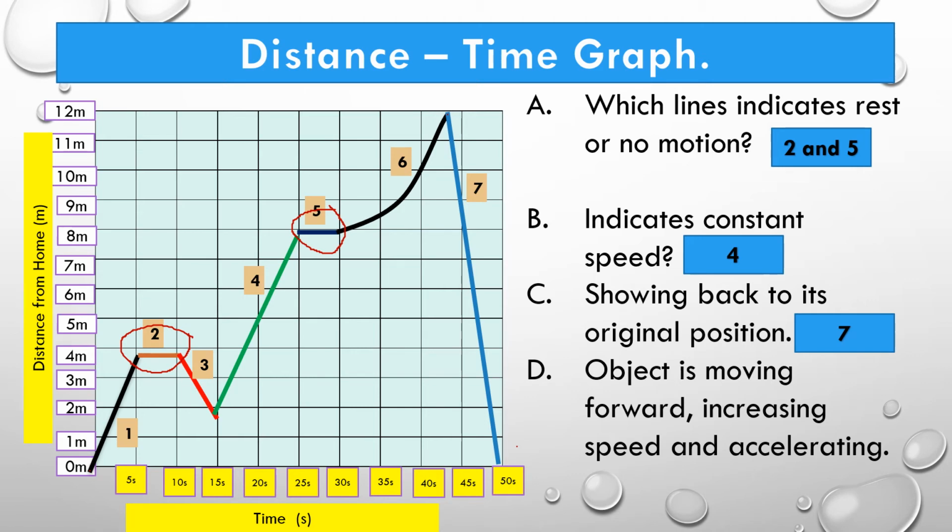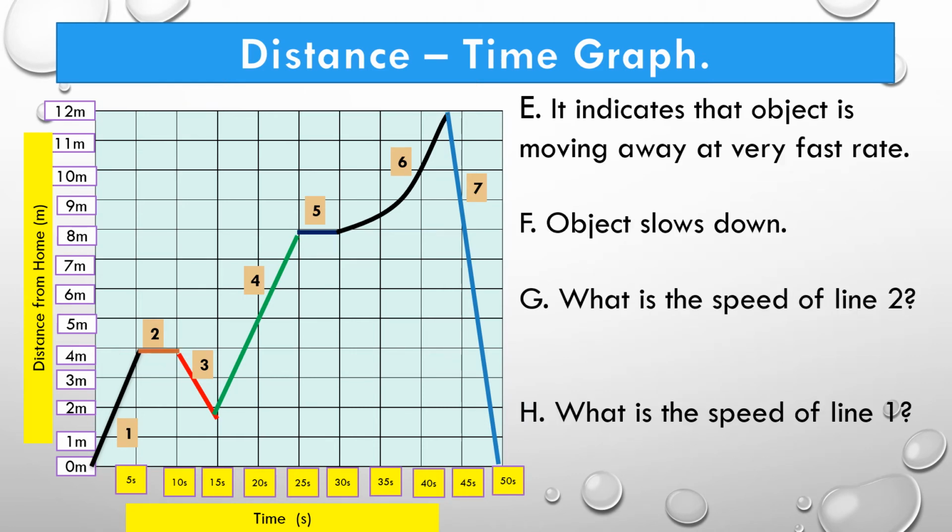Now, letter D. Object is moving forward with increasing speed and acceleration. What number is that? Moving forward with increasing speed. Okay, Agaton says 6, Vance has 6. Okay, very good. Our answer here is 6. When moving forward, the line curves up. Meaning, the speed is increasing and the acceleration is also increasing.